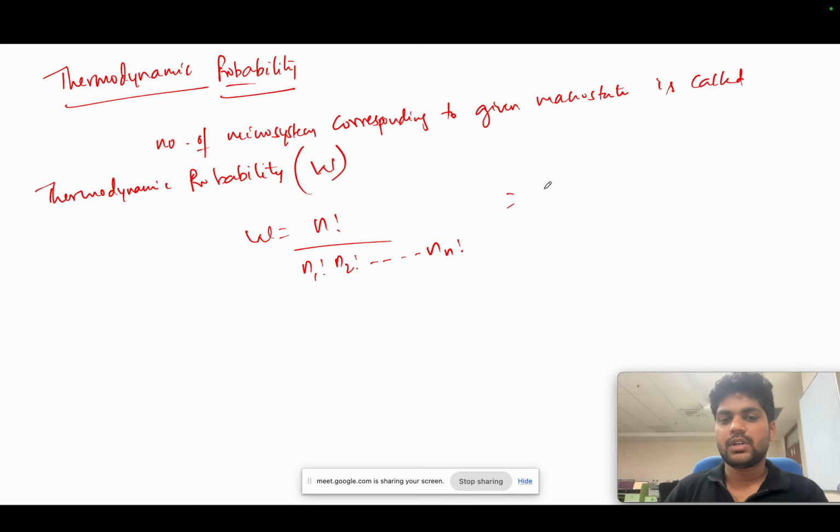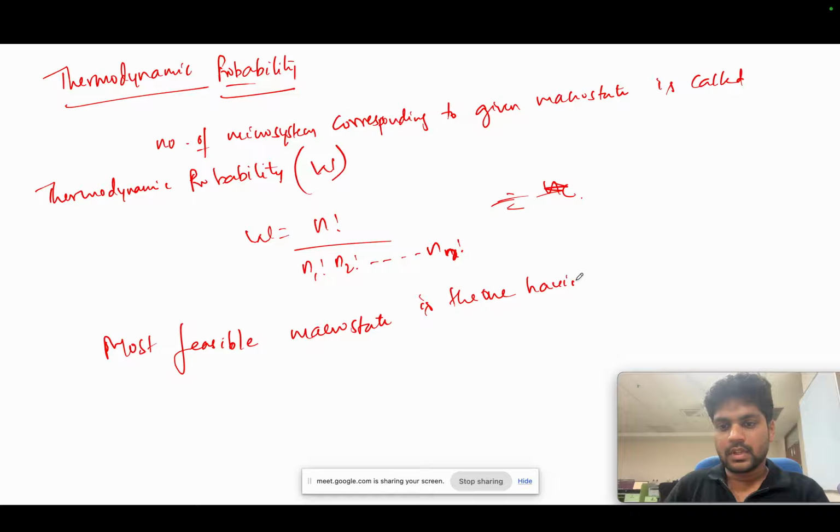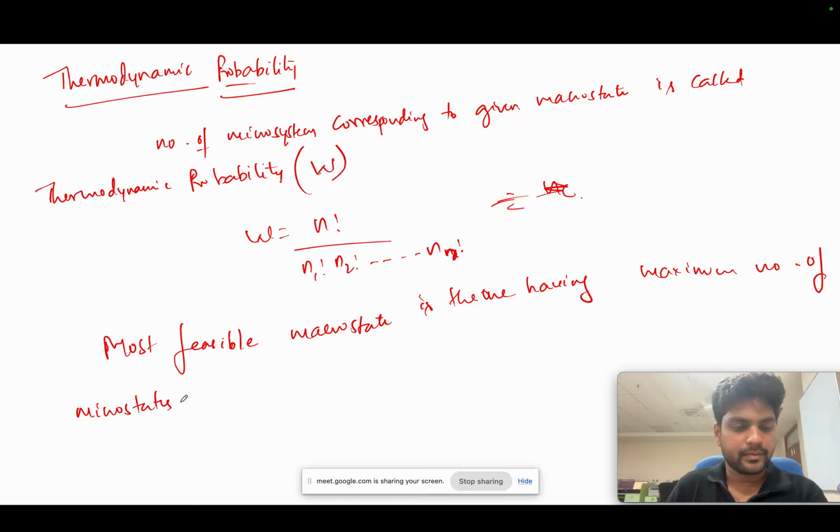So if I write it as NCA, basically it is nothing but the same thing like this. So that's what we did here. And the most feasible macrostate is the one having the maximum number of microstates, that is, having the most disorderly order.